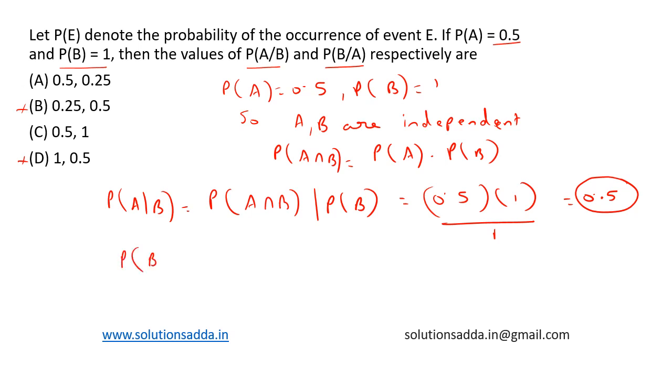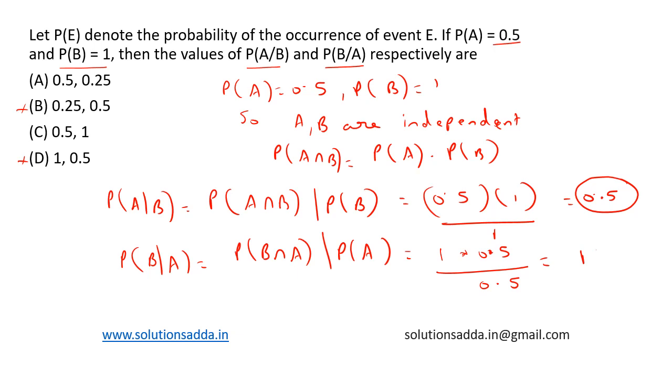Now probability of B given A is equal to probability of B intersection A divided by probability of A. Probability of B intersection A can be calculated as probability of A into B, which is equal to 1 into 0.5 divided by 0.5. This is equal to 1. So the answer is 0.5, 1. Based on the options, option C is the right choice.